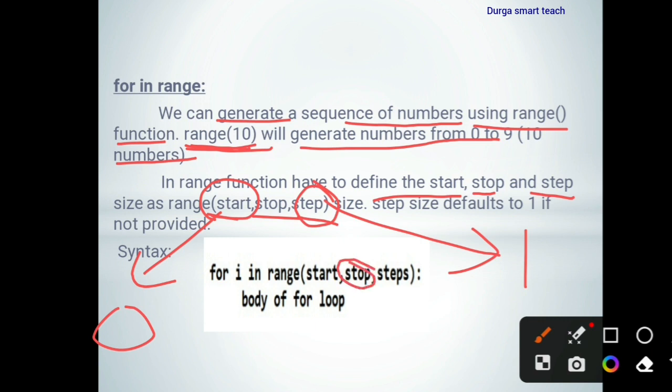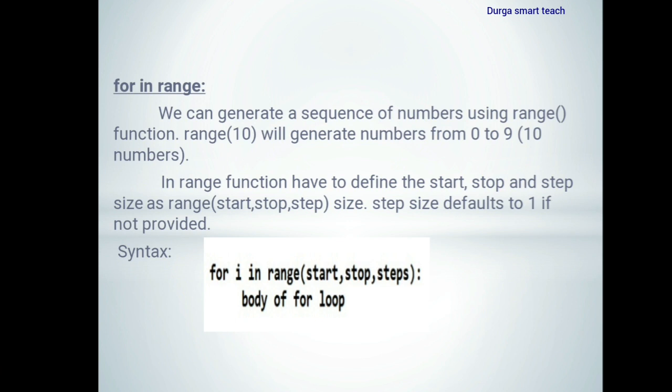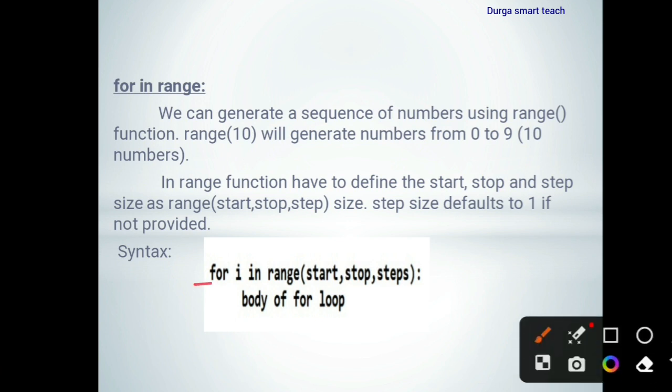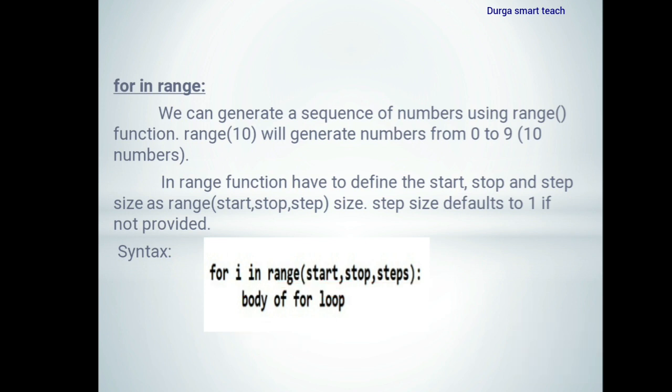Okay, so see this syntax: for i in range. Range contains three arguments: start, stop, step. Next is the body of the loop. It contains the statements. If the given element is in the range, then the body of statements is executed. Let's see the example.